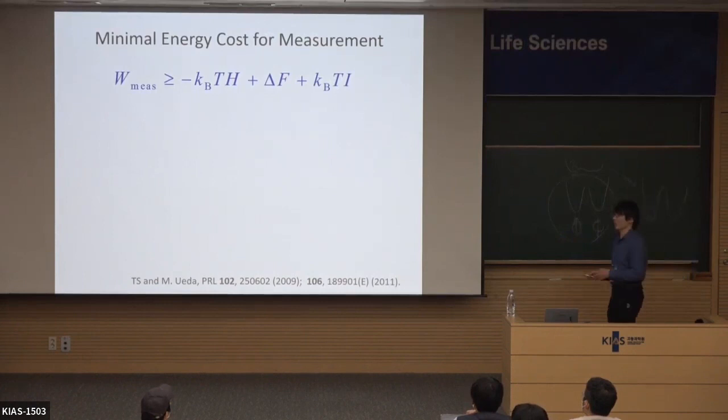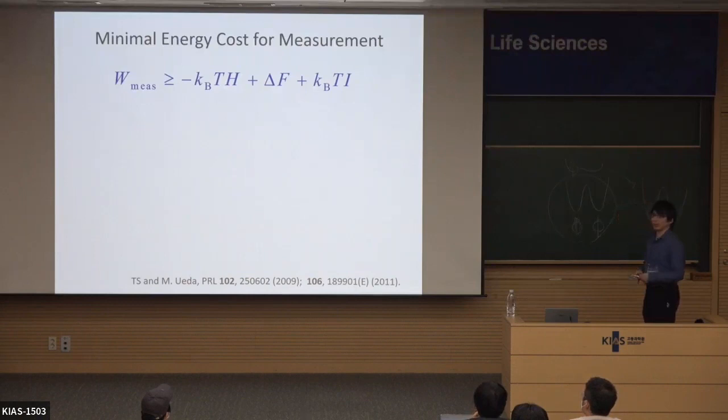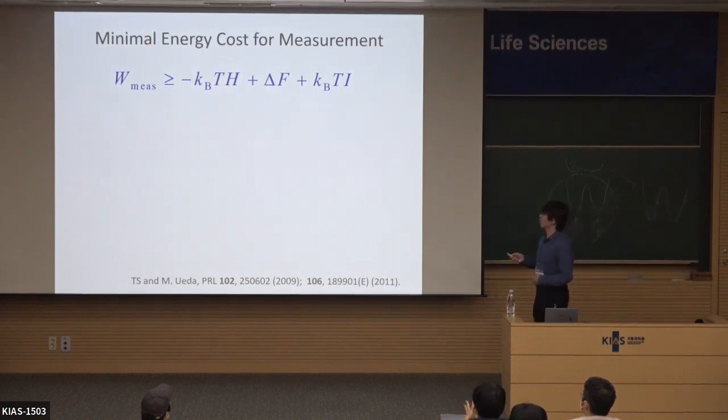But if we consider a general measurement process, including some free energy change and also measurement error, then the general lower bound for the work cost required for the measurement is given by this. So this minus kT H term is the Shannon information obtained by the measurement. And this delta F is again the free energy modification associated with the asymmetry of the memory. And we have this final term. So this is the most important term that is represented by the mutual information obtained by the measurement. So these three terms give the general cost for the measurement.